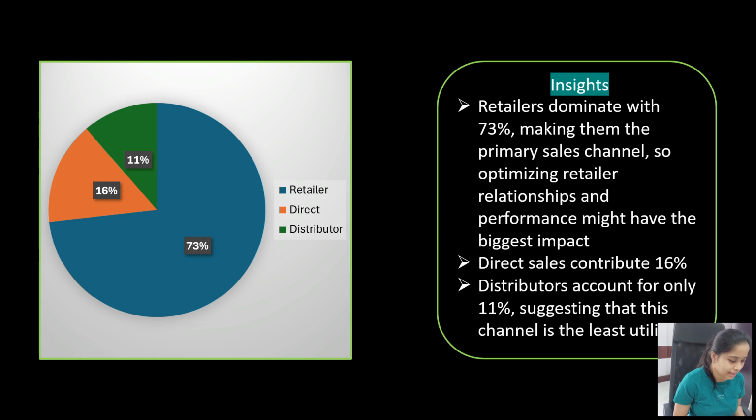We find that retailer percentage is the highest, direct is the second, and distributor is the lowest. So retailers remain the strongest and dominate with 73%, making them the primary sales channel. So optimizing retailer relationships and performance might have the biggest impact. Direct sales contribute 16% and distributors account for only 11%, suggesting that this channel is the least utilized.